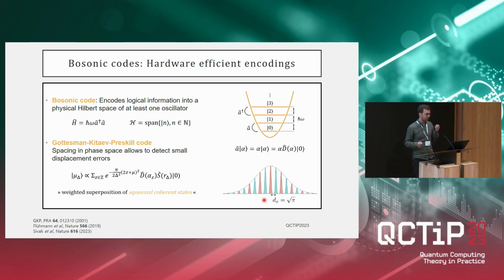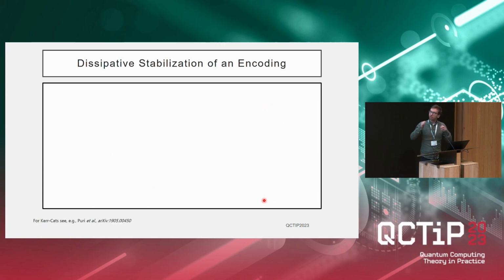But apart from this, what other bosonic codes can we use? And especially, what kind of role does dissipative stabilization play? Well, I want to give a very small introduction to how dissipative stabilization works.